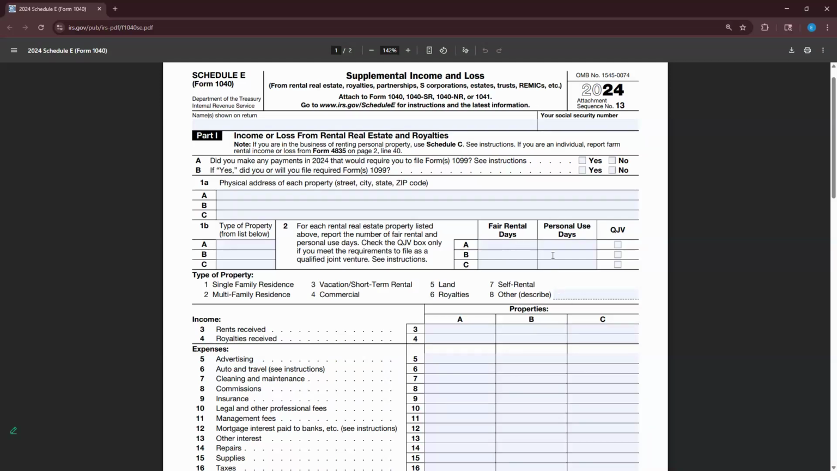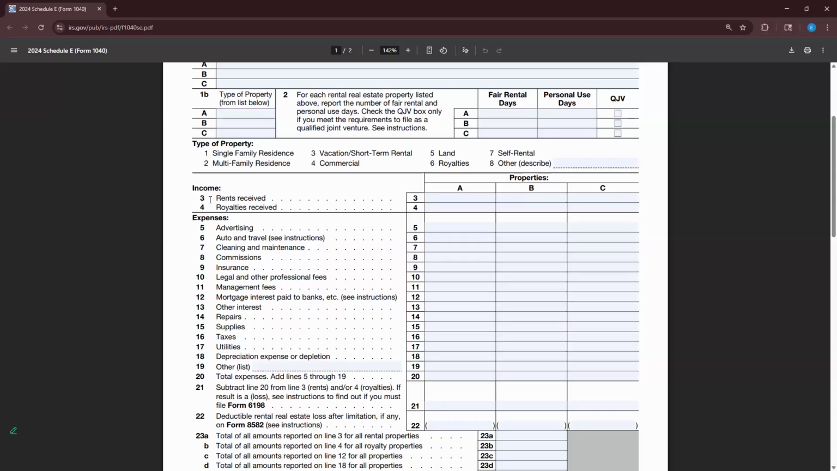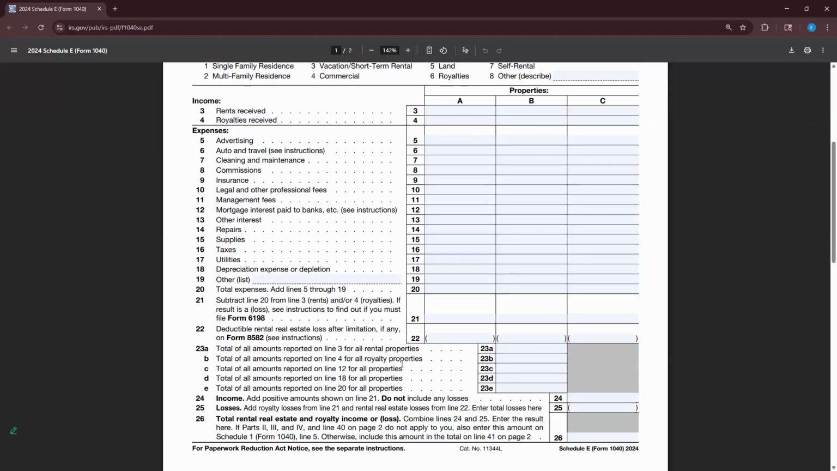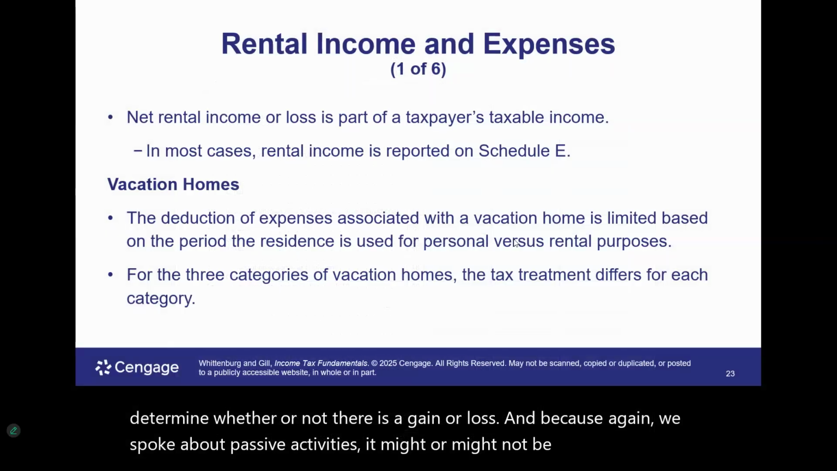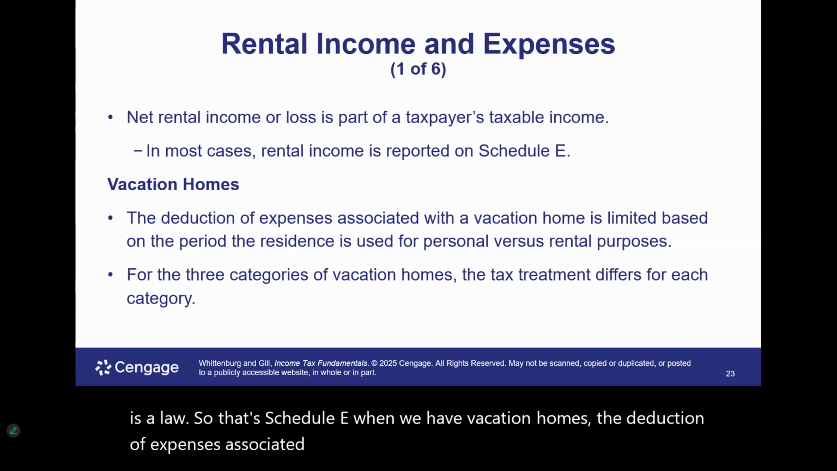You'll list the fair rental days and the personal use days. Is it a qualified joint venture? Then you'll list the income, whether it's rent or royalties, in boxes 3 and 4, and then list out all of your expenses. Ultimately, you'll determine whether or not there is a gain or loss. Because, again, we spoke about passive activities, a loss might or might not be deductible. So that's Schedule E.